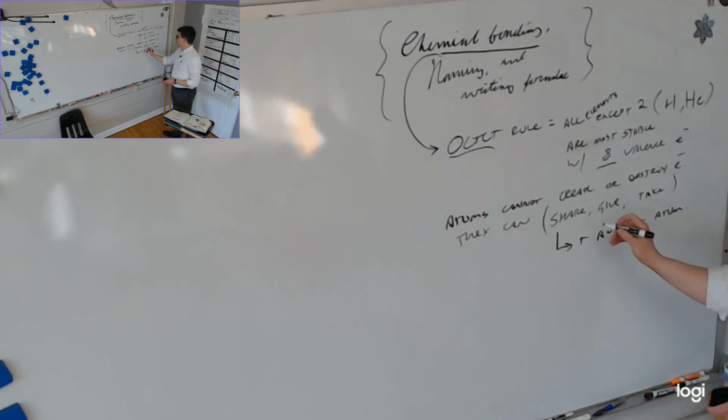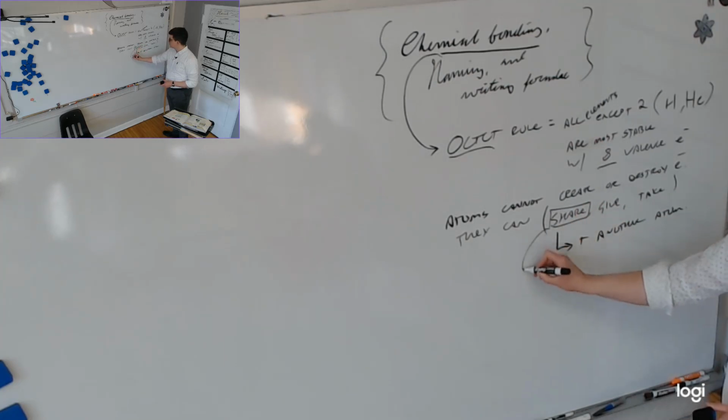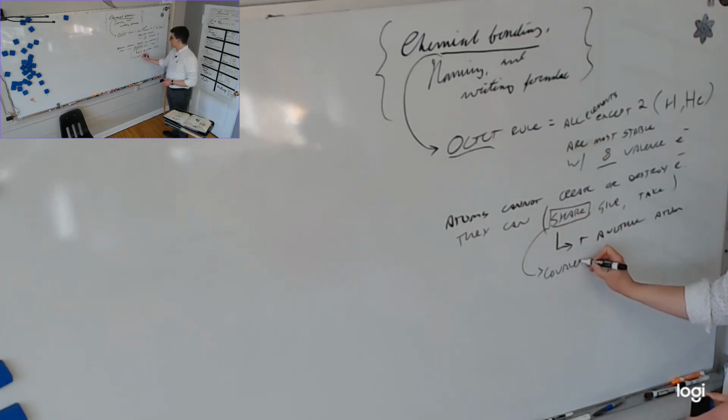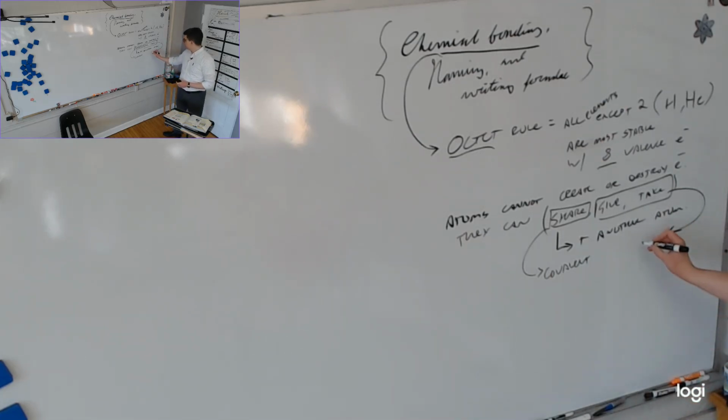What kind of bond is formed if they share? Covalent. What kind of bond is formed if they either give or take and then they're held together by their mutual electromagnetic attraction? Ionic. Good. And that's from the last chapter.